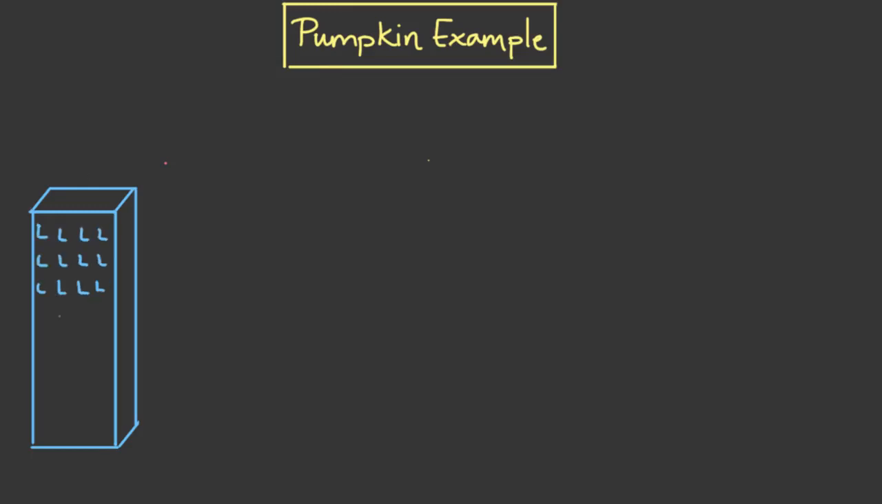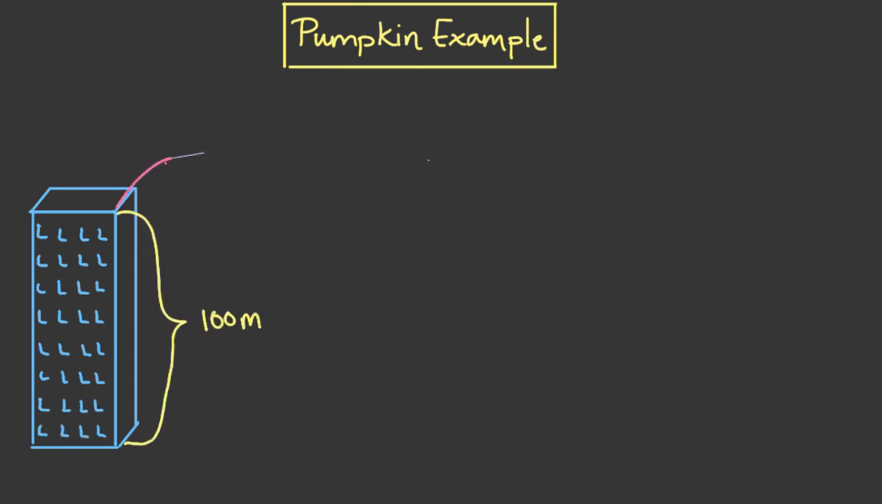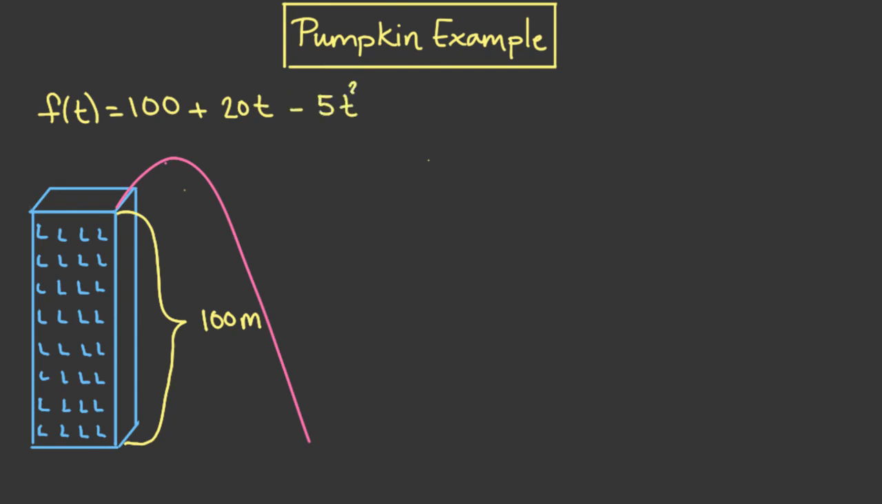Let's look at the pumpkin example we've considered before, where we go up to the top of a 100-meter building and toss a pumpkin. Please do not try this at home. We have a formula for the height of the pumpkin measured in meters in terms of the time measured in seconds, given by the polynomial f of t is equal to 100 plus 20t minus 5t squared.